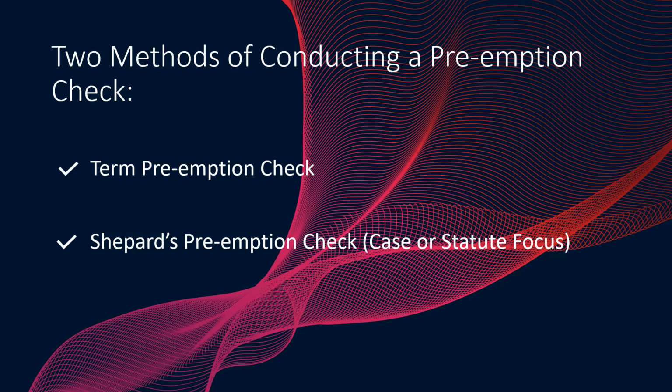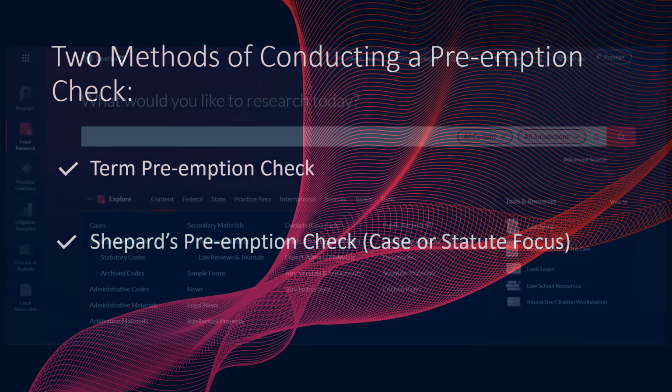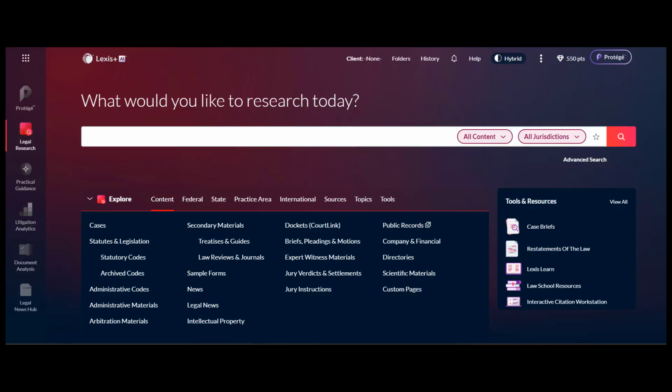How do you conduct a check for preemption using Lexis Plus? Two methods. The first, term preemption check. The second method, Shepard's preemption check, when your focus is a case or statute. Term preemption check. Once you've found a topic that interests you, it's important to determine that it has not been written about extensively. If it has been, then that significantly increases the odds that your topic is preempted.